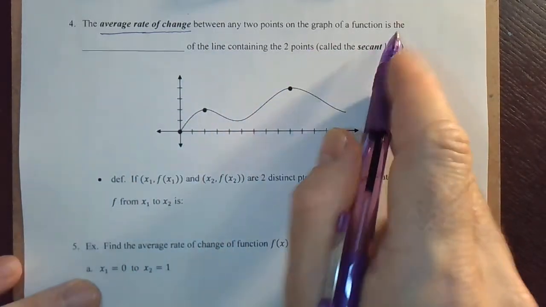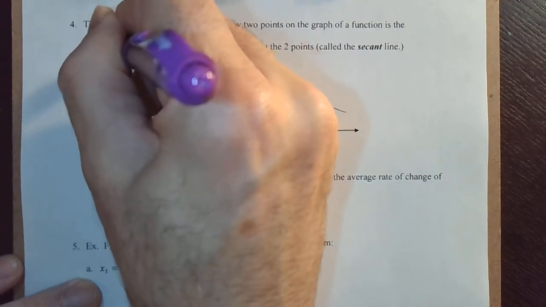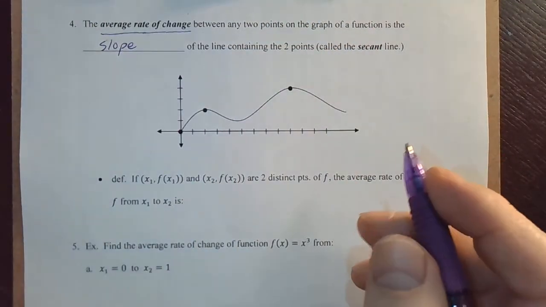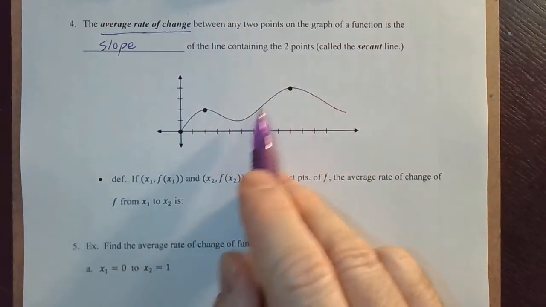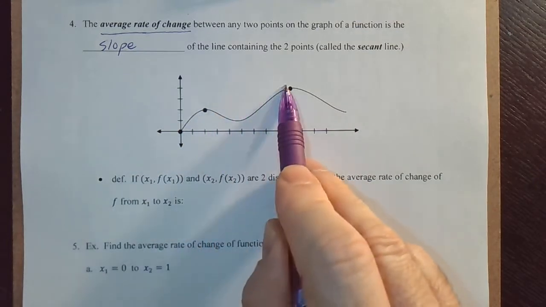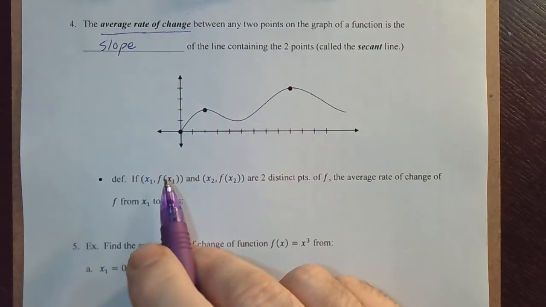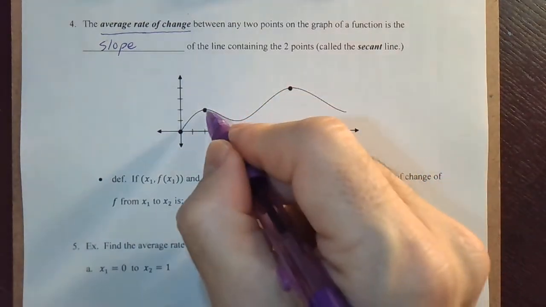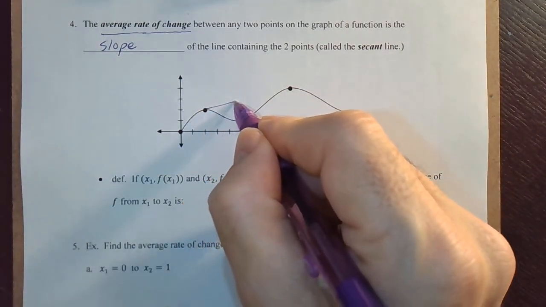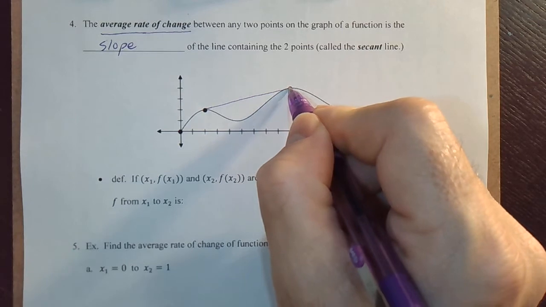So it is the slope of the line containing the 2 points. That happens to be called a secant line when you do this, when you connect 2 points on a function with a straight line. So what we're looking for is this slope, the slope of this line. I'll write it as a line segment.